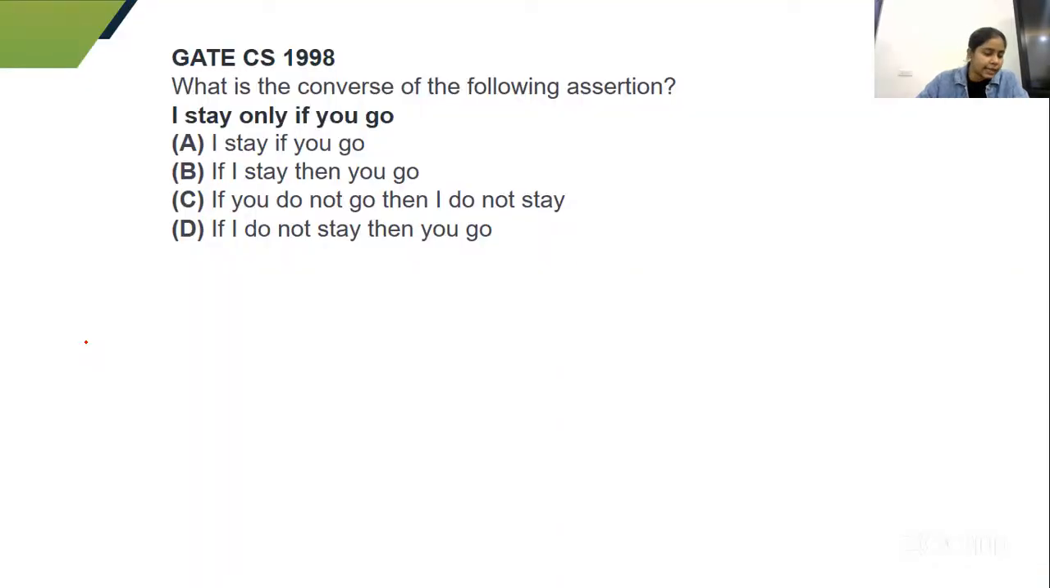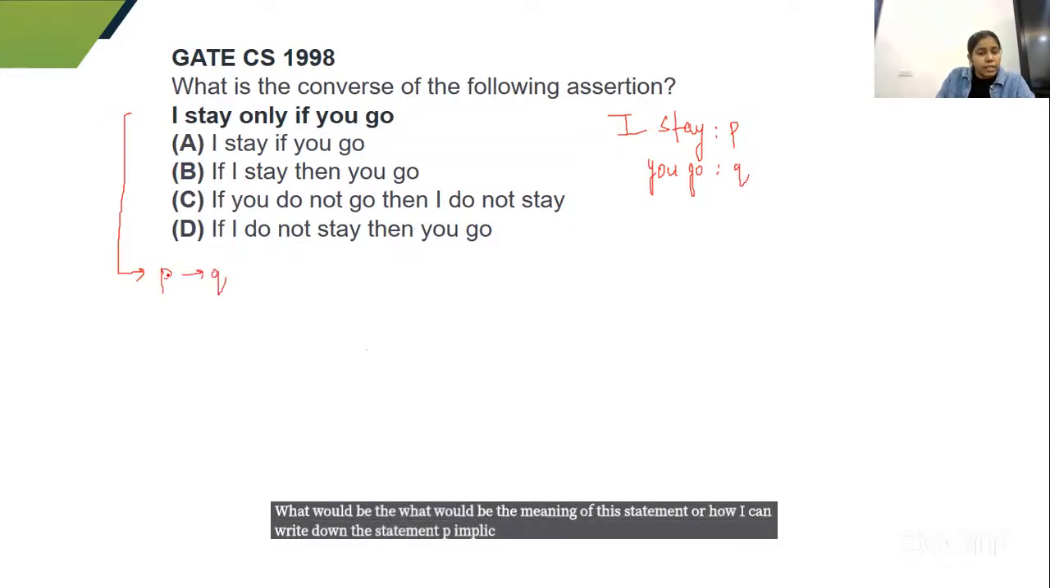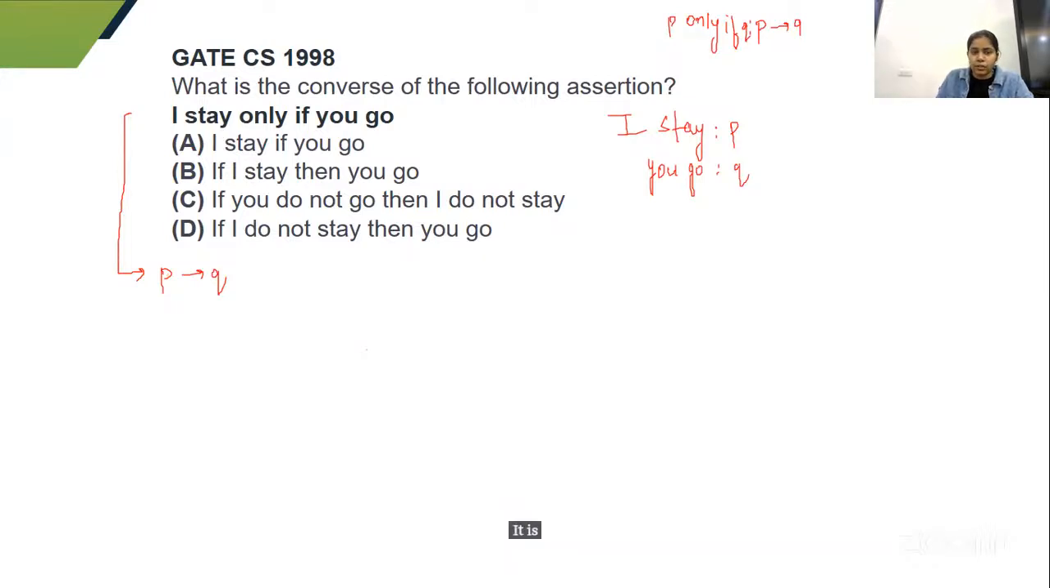So this question says that I stay only if you go, right? So what does this mean? If I take I stay as P and you go as Q, how can I write this statement? P implication Q. Because P only if Q is represented as P implication Q. So I stay only if you go is represented as P implication Q.